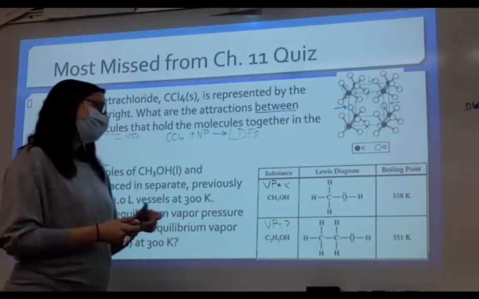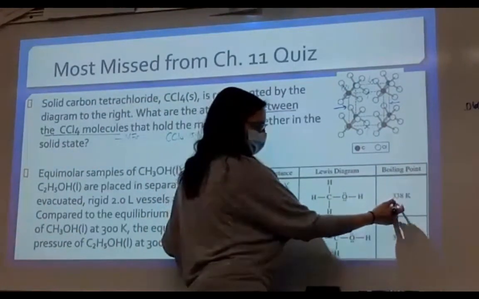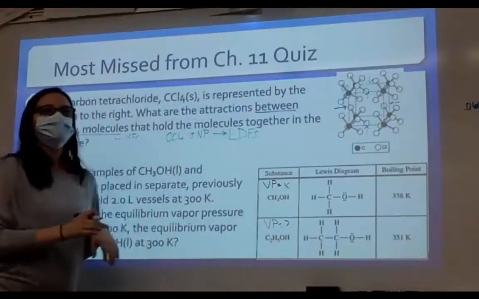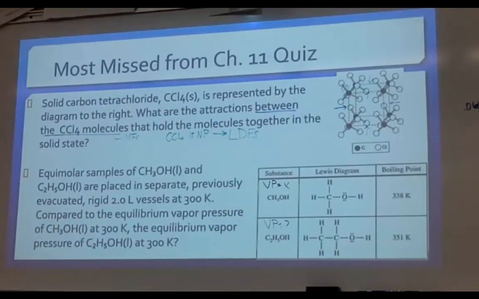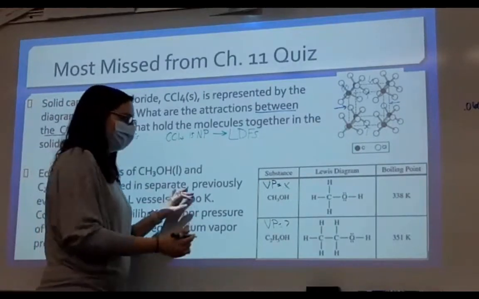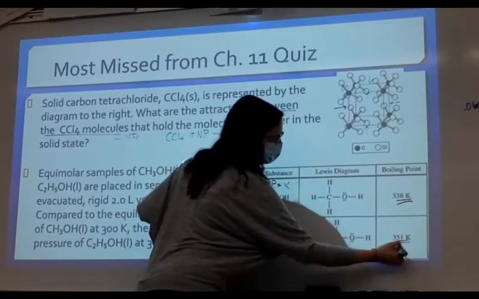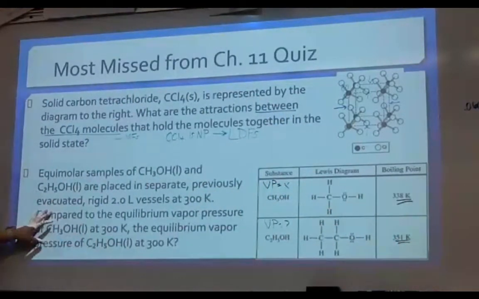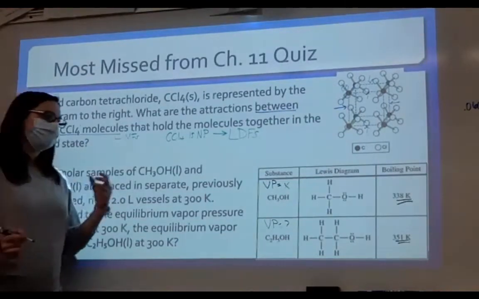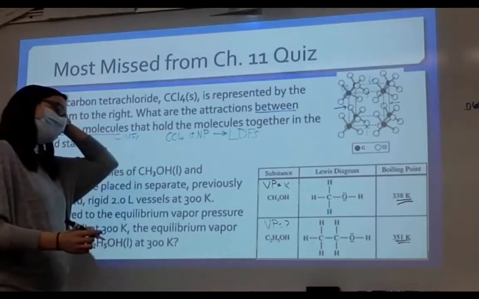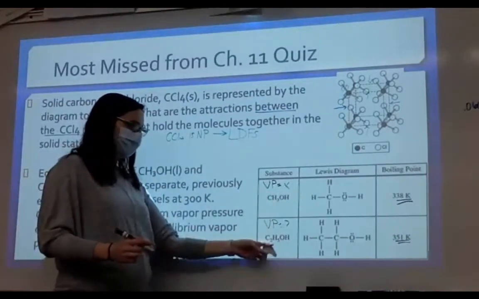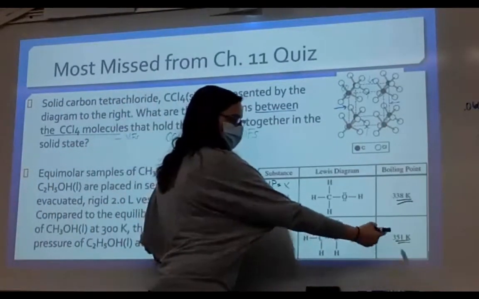When you're given a table like this and it has specific data, use that data to help you figure out properties. Vapor pressure is based on intermolecular forces, just like boiling point. So essentially we want to use boiling point to compare the intermolecular forces, because really this is asking, how do the intermolecular forces of C2H5OH compare to CH3OH? So we have methanol and ethanol. Ethanol has a higher boiling point.